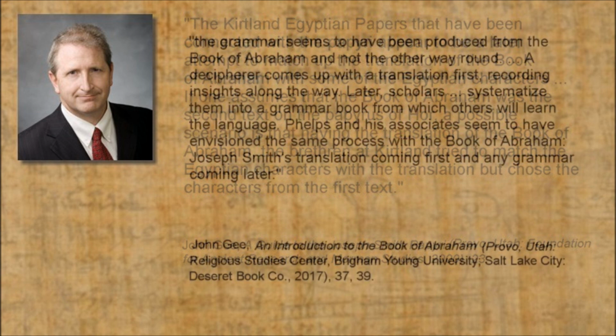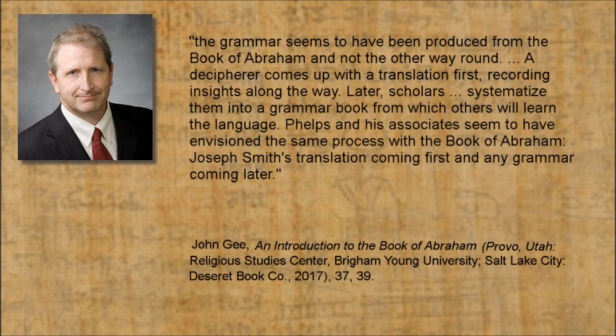In 2017, Guy asserted that the grammar seems to have been produced from the Book of Abraham, and not the other way round. A decipherer comes up with the translation first, recording insights along the way. Later, scholars systematize them into a grammar book, from which others will learn the language. Phelps and his associates seem to have envisioned the same process with the Book of Abraham. Joseph Smith's translation came first, and any grammar coming later.